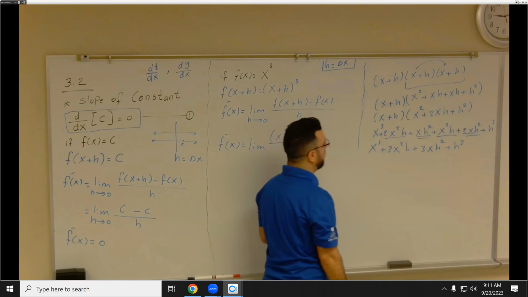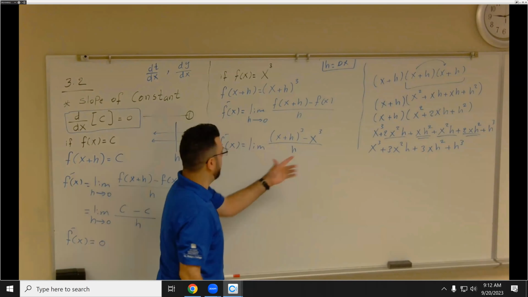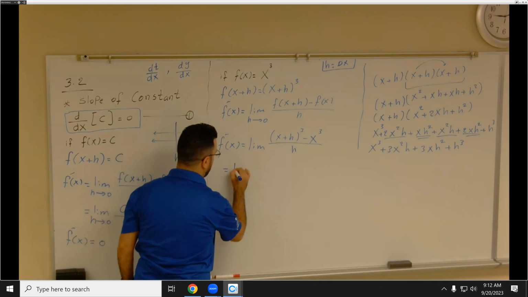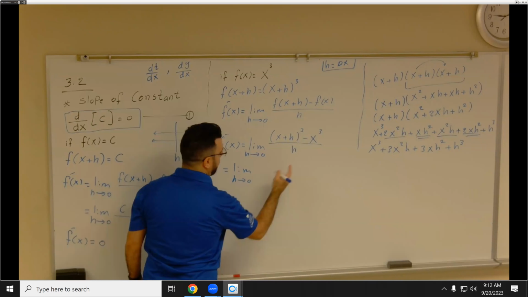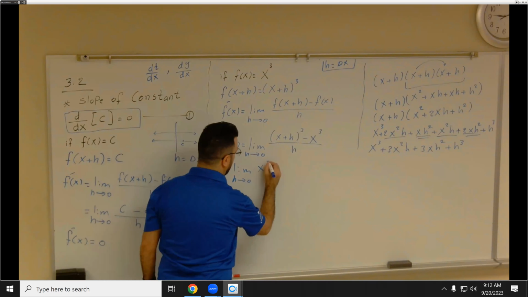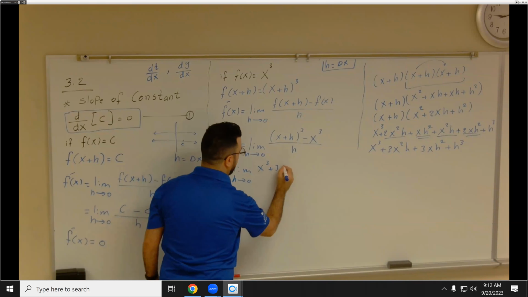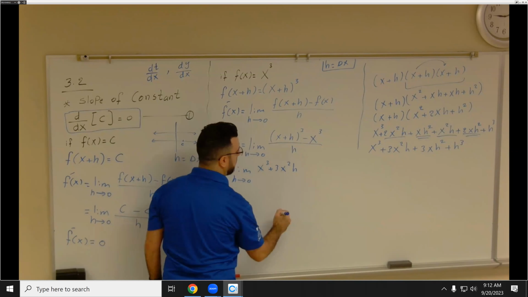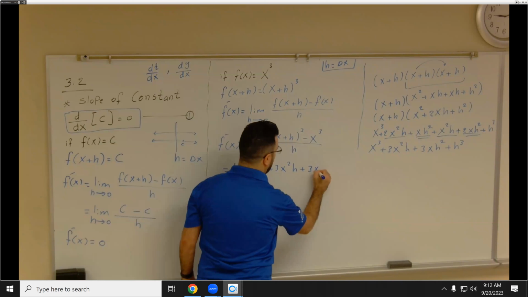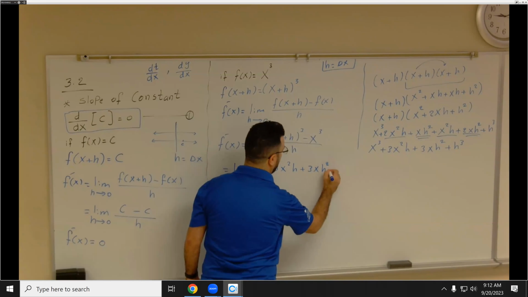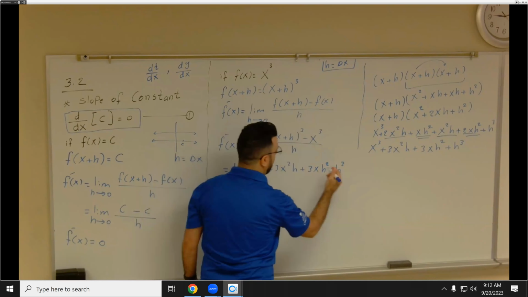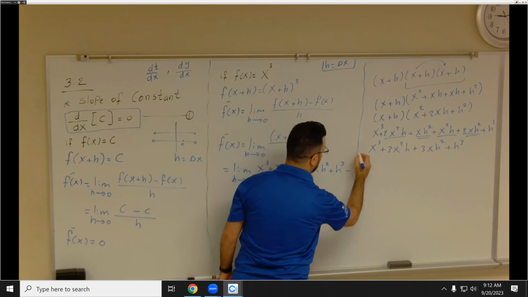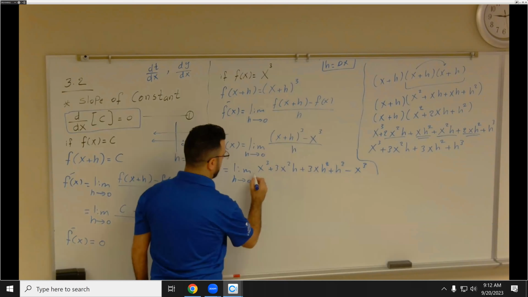You see? So I did everything on the side. I'm going to just bring back the result. So it's going to be equal to the limit as h approaches 0. Write down x cubed plus 3x squared h plus 3x h squared plus h cubed. And everything is minus x cubed, okay? Divide by h.